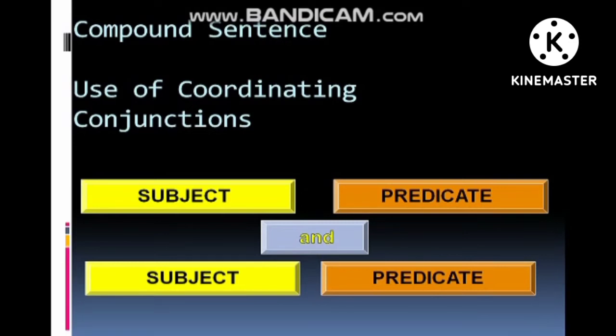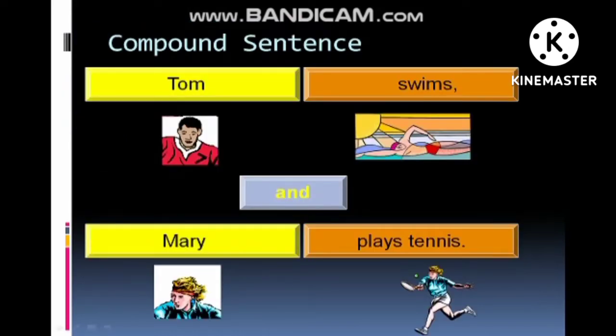Compound sentence: use of a coordinating conjunction, subject, predicate, and subject, predicate. In a compound sentence we have two sentences. So this is the structure of a compound sentence. The first sentence must have a subject and predicate, and the other sentence must have a subject and predicate, but both sentences are joined by using a conjunction.